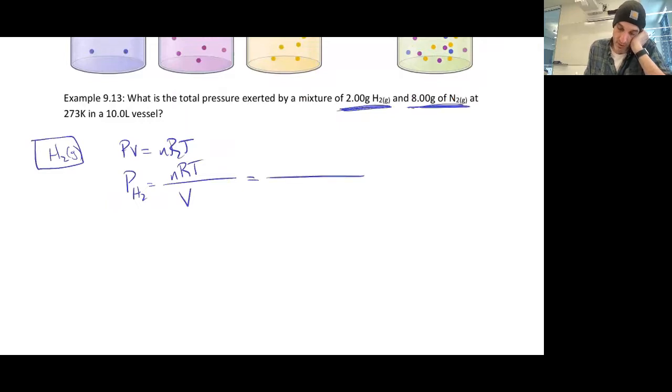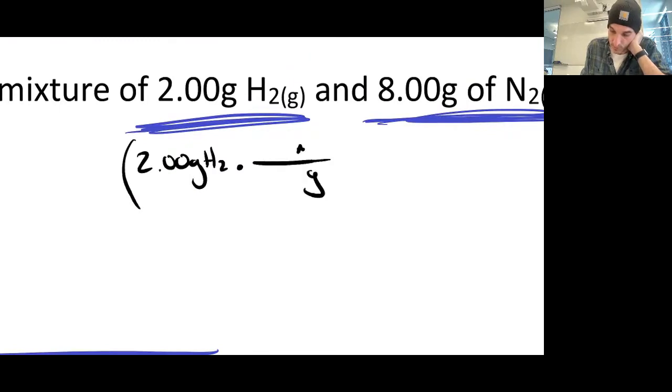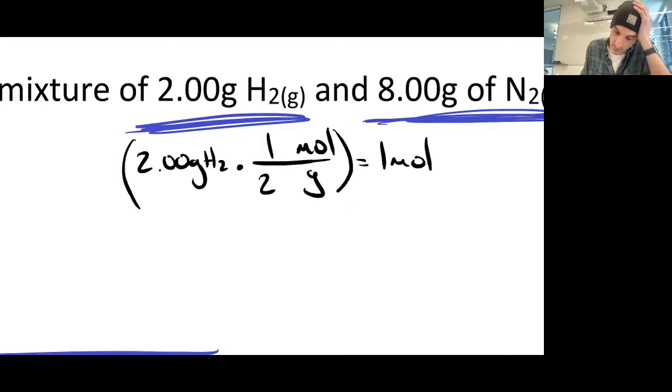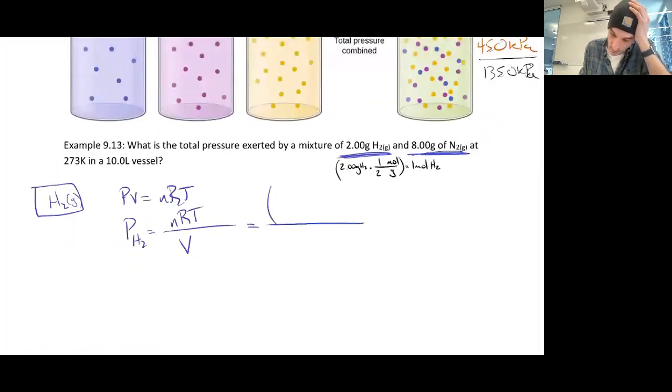How many moles of H2 do I have? I'm given a mass, 2 grams of H2. Because it's H2, 1 mole is equivalent to about 2 grams. So this is equal to 1 mole of H2. Great, so we end up with 1 mole of H2, and R is 0.08206 liter atmospheres per mole K.